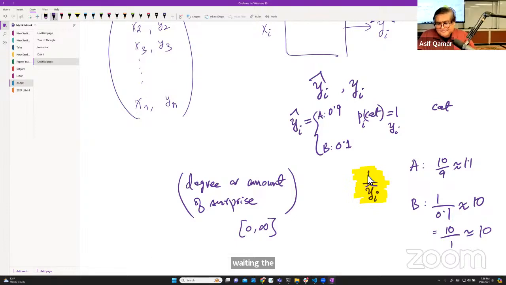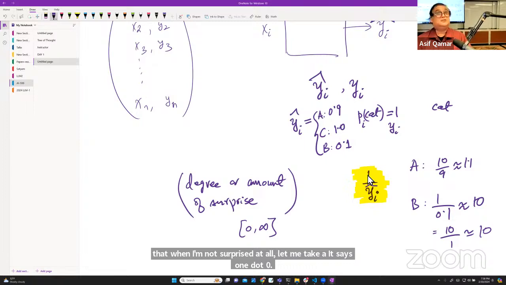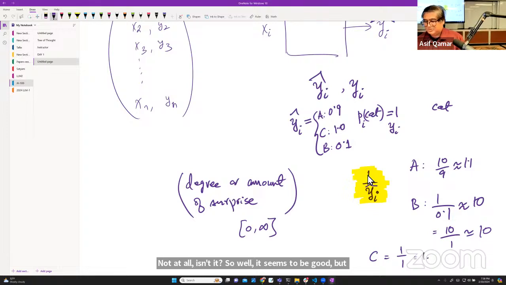So now that looks like a good idea, but you notice that when I'm not surprised at all, let me take a case C. It says 1.0. Probability of a cat is absolutely sure. I'm absolutely sure it's a cat. Then how much surprised should you be? Not at all, isn't it? So, well, it seems to be good, but C is still producing 1 over 1 that is equal to 1. But it seems to say that there is a little bit of surprise left. Not good.